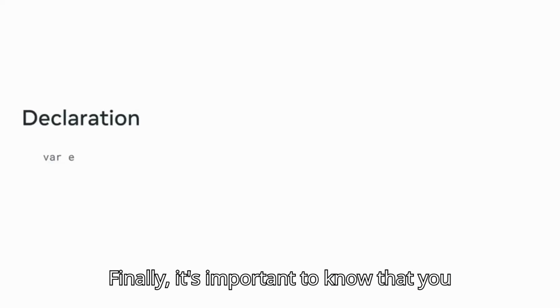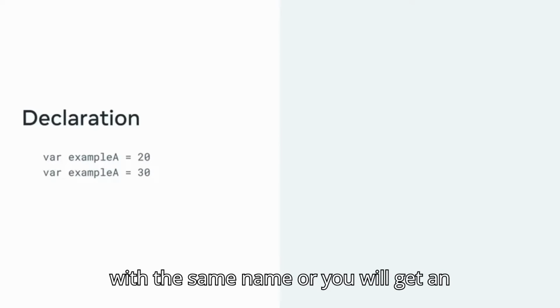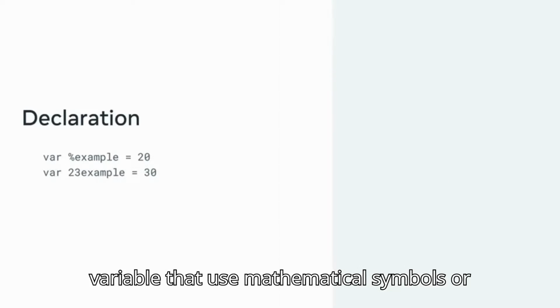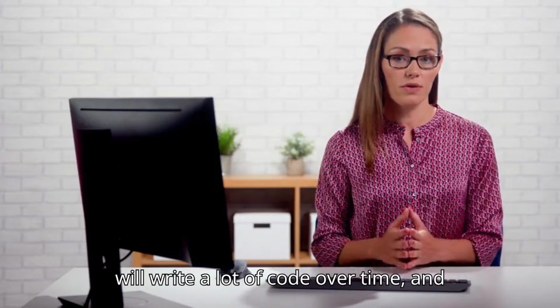Finally, it's important to know that you can't declare two variables or constants with the same name, or you will get an error. Also, Swift doesn't allow you to declare a constant or a variable that uses mathematical symbols or starts with a number. As a developer, you will write a lot of code over time.